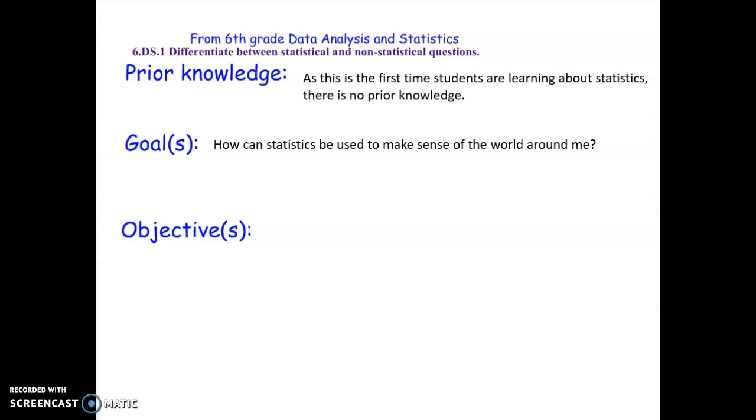Okay, so now let's talk about objectives. Objectives are those very small things. Objectives are going to be tied directly to the standard that you chose.